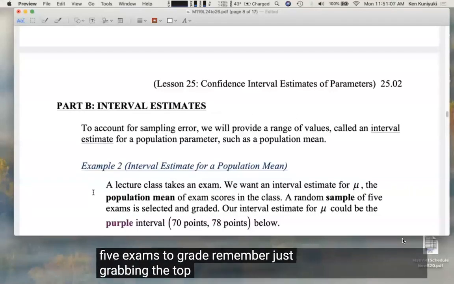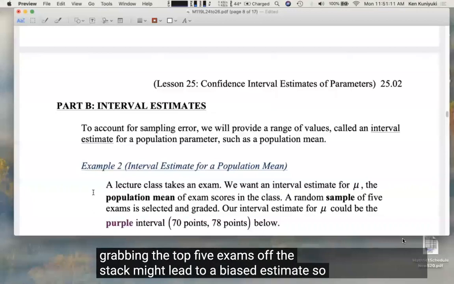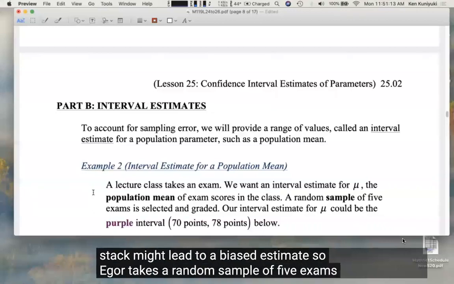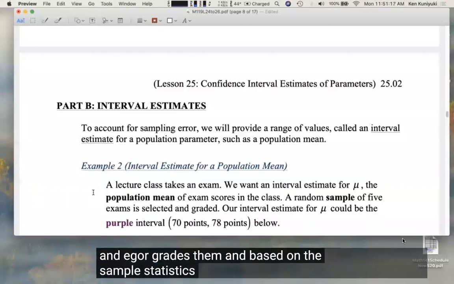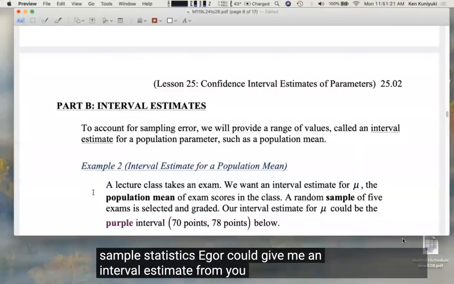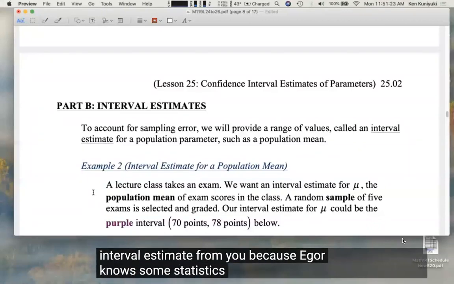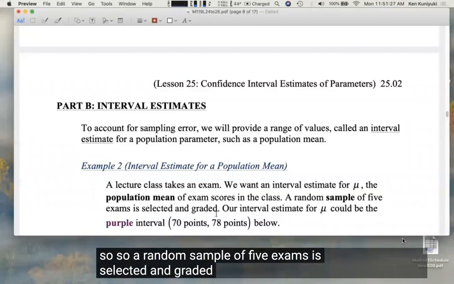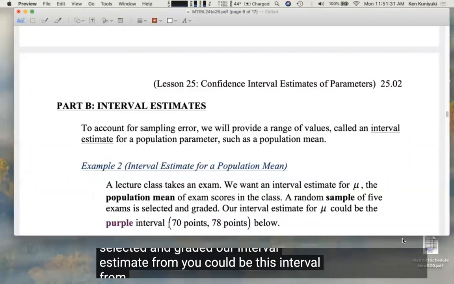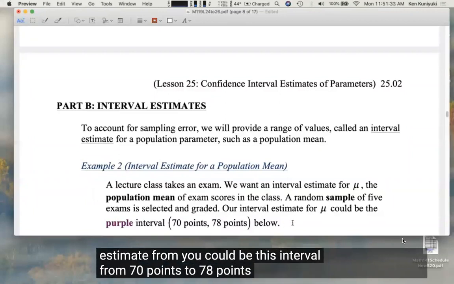Remember, just grabbing the top 5 exams off the stack might lead to a biased estimate. So Igor takes a random sample of 5 exams, and Igor grades them. And based on the sample statistics, Igor could give me an interval estimate for mu, because Igor knows some statistics. So a random sample of 5 exams is selected and graded. Our interval estimate for mu could be this interval, from 70 points to 78 points.